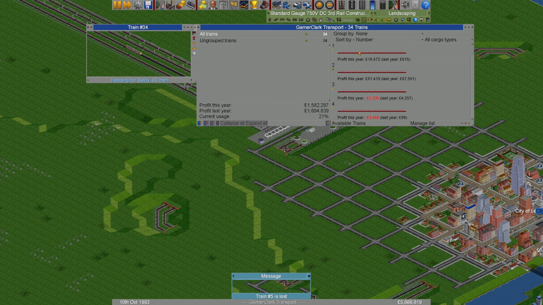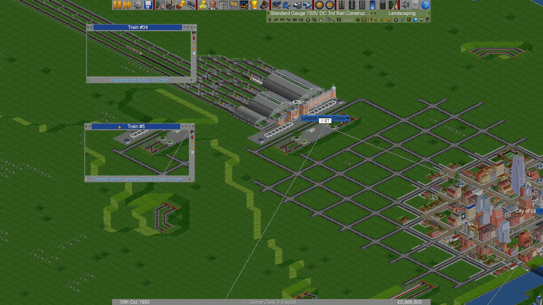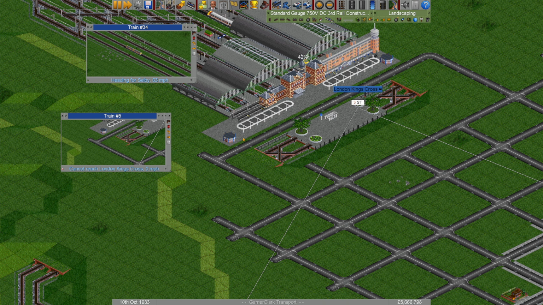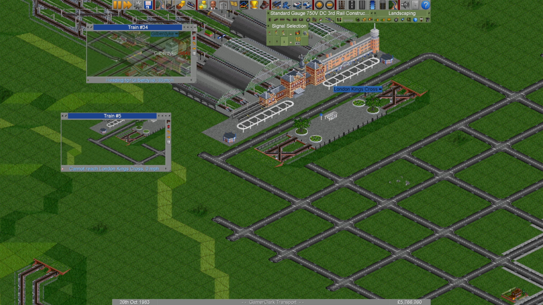Why is train 5 saying it's lost? It's trying to get to London King's Cross, but it cannot. Sorry there for the jump cut on the video editing. Someone's at my door. So, back at it, trying to figure out why this one can't reach London King's Cross.